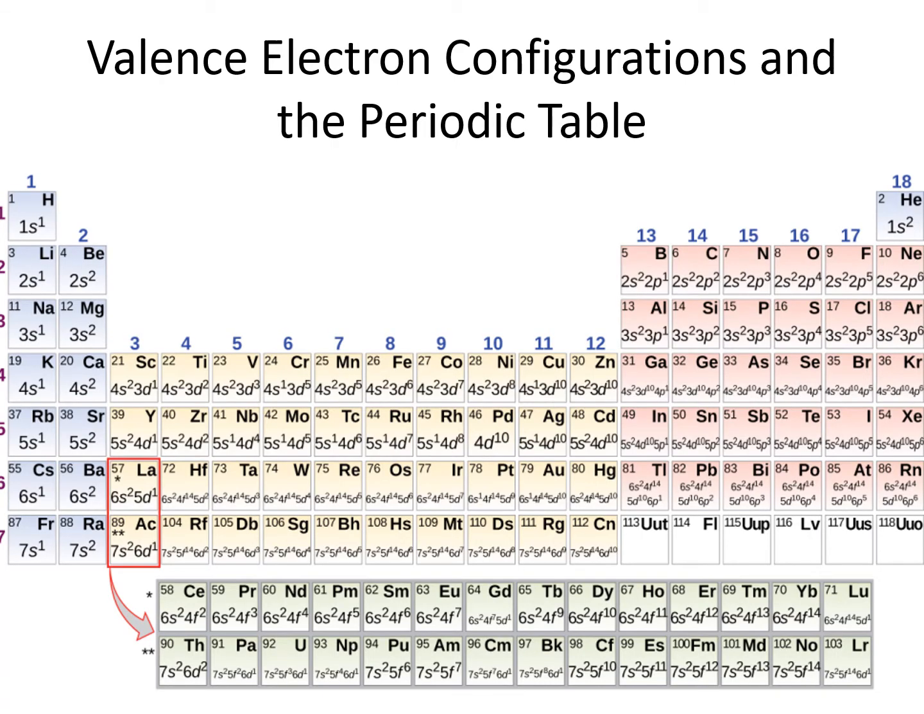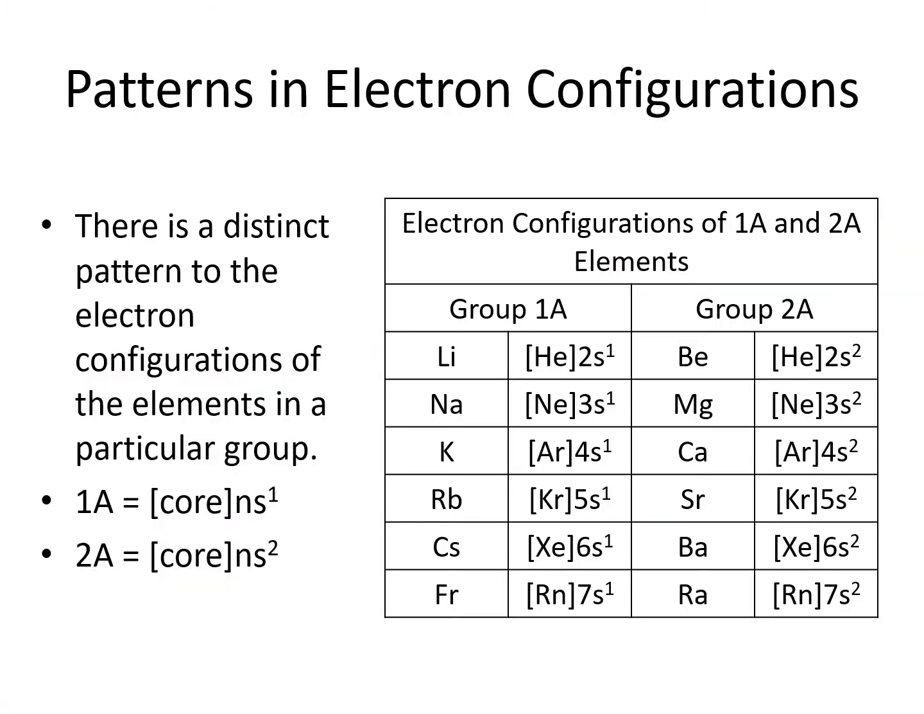This figure shows the valence electron configurations for all the elements in the periodic table. Basically, it is the condensed configuration without writing the symbol for the core. What we can notice is that there are patterns in the electron configurations as you go down a group. We can summarize the patterns for each group with a generalized electron configuration.